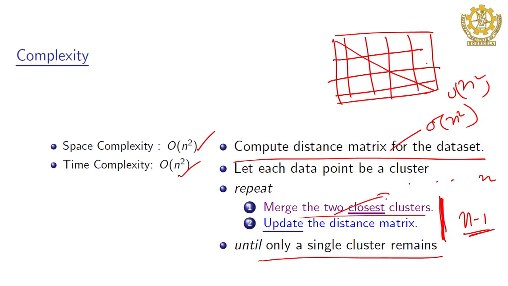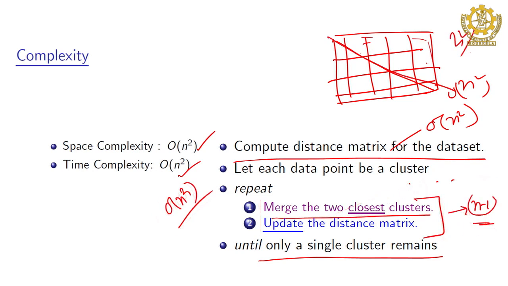So, this step itself will take order of n square time, and then you have to update the distance matrix. Updating the distance matrix at most can again take order of n square time, and this has to be done n times. Therefore, the complexity will be order of n cube if you do not use any other data structure. Here we say the time complexity is order of n square. How do you reach the time complexity of order of n square?